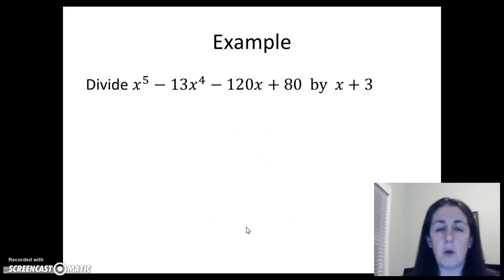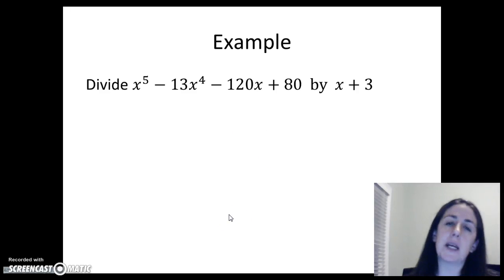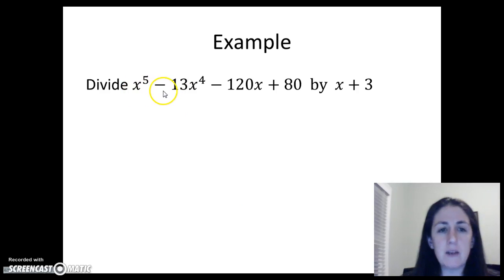Okay, let's do another one. Now, very important with long division: every x needs to be accounted for, and they need to be in descending order. So we're going to take x to the fifth minus 13x to the fourth minus 120x plus 80. Notice we're missing an x cubed term and an x squared term. So when we put that under the long division symbol, we need 0x cubed and 0x squared.